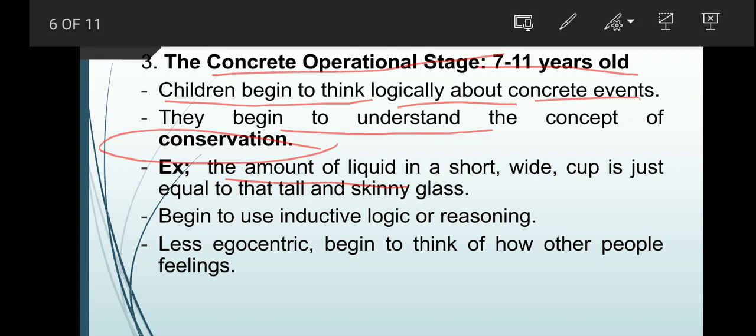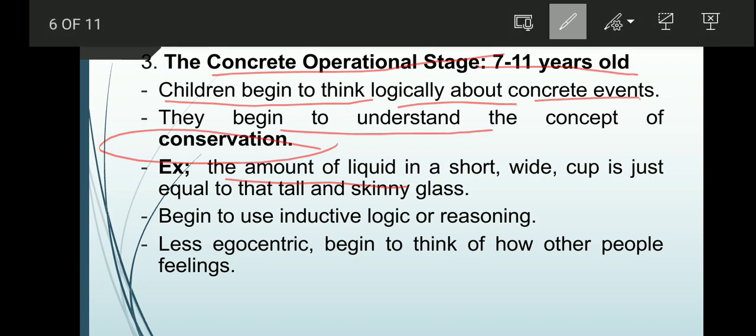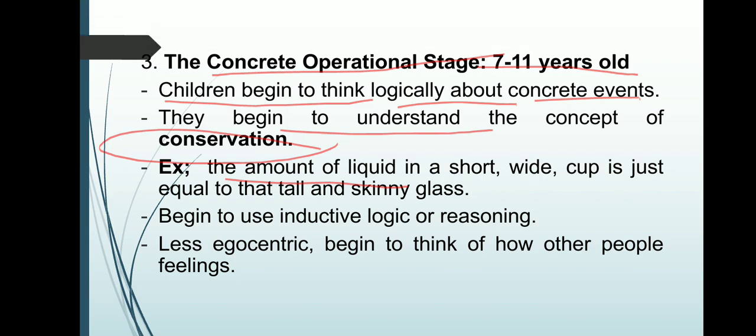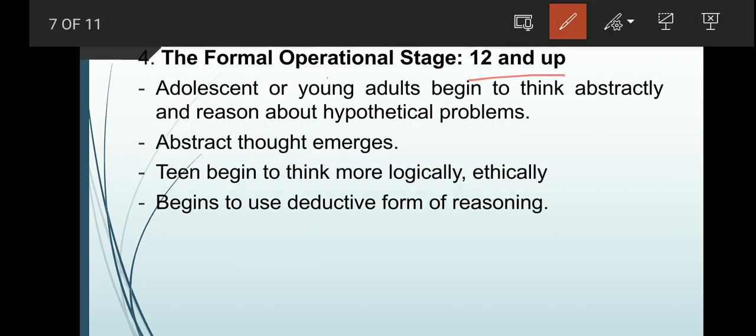Less egocentric. They are less egocentric here in this stage. Begin to think of how other people feel. So they are sensitive to feelings of others. The fourth one would be the formal operational stage from 12 and up. Okay? So don't forget the milestone, the age here.